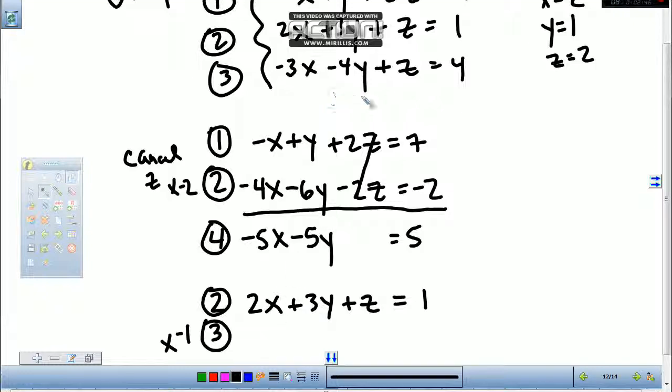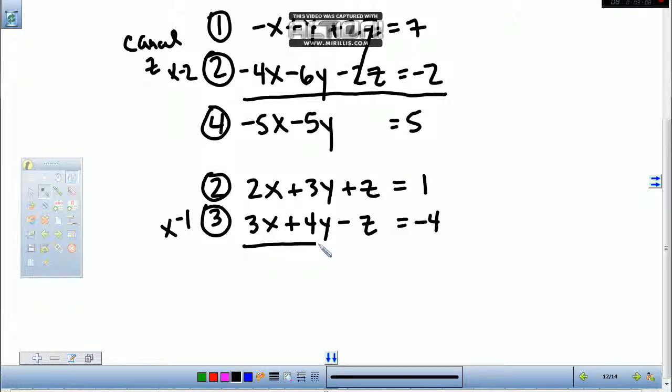So, help me out. 3x. Okay, and I'm going to double check that, make sure all of our signs are opposite. So, positive 3x, positive 4y, negative z, and negative 4. Yes, they are all opposites. Okay, add those together. We have 5x plus 7y. Z's cancel. Good. And this is equation number 5.